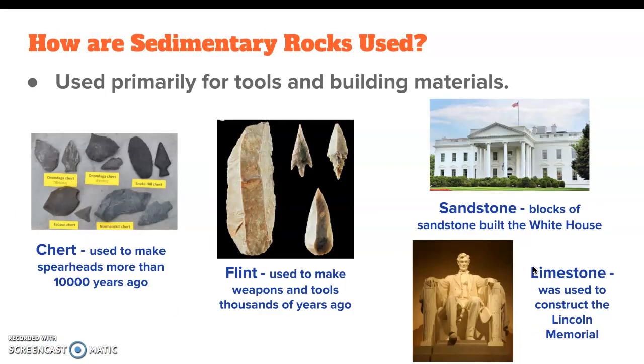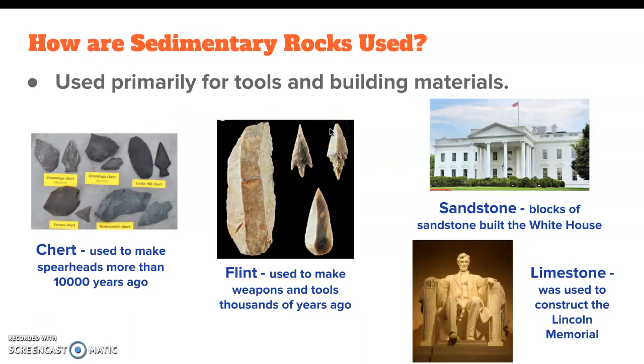All right, how are sedimentary rocks used? Again, just like with our igneous rocks, sedimentary rocks are going to have two main purposes throughout history. One, they're going to be used to make tools and weapons. Like we see here, we have chert, which is one type of sedimentary rock that various native people, thousands of years ago, used to make different tools or weapons. Same thing with flint. And again, these are rocks that you are able to shape into a point. So it makes them useful for cutting tools or for weaponry.